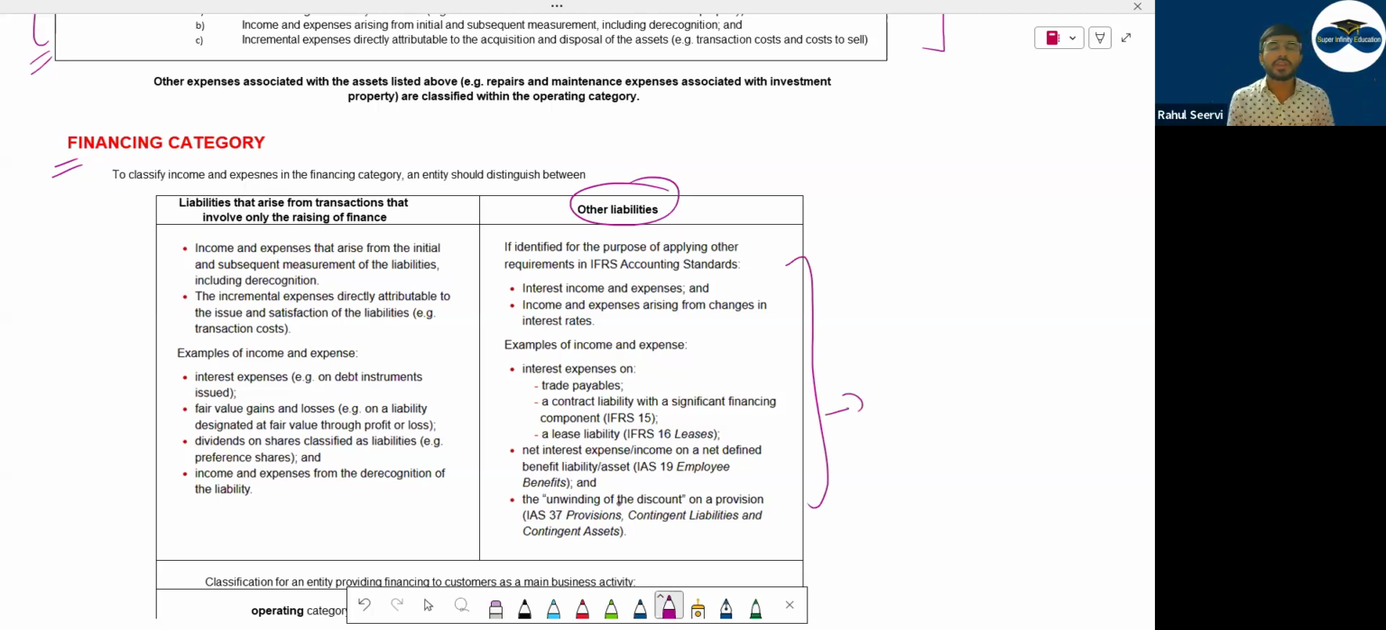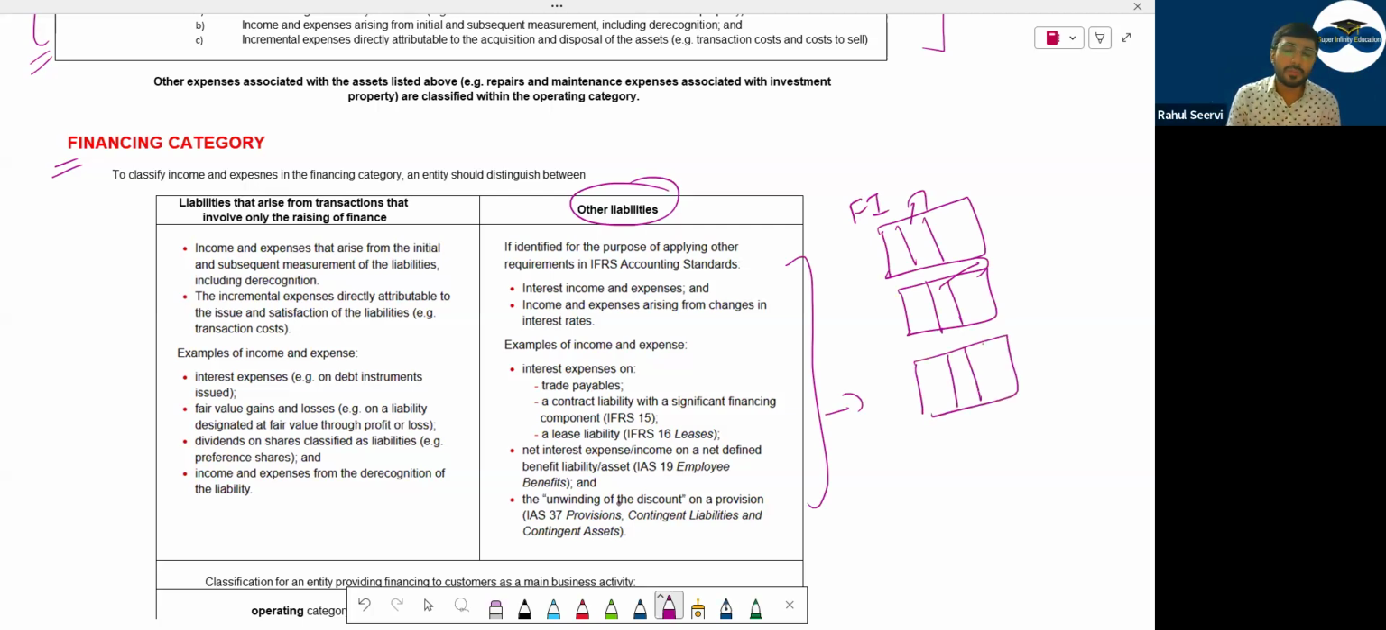If you have learnt the FR subject, you know in financial instruments you calculate an amortization table. You have interest expense there. In your lease also you have an amortization table. There also you have an interest expense. When you study your provision, your decommissioning part, today we'll be doing that topic, there also you have what? Interest expense. That all is related to what? Other than raising of finance. It's not related to pure raising of finance.